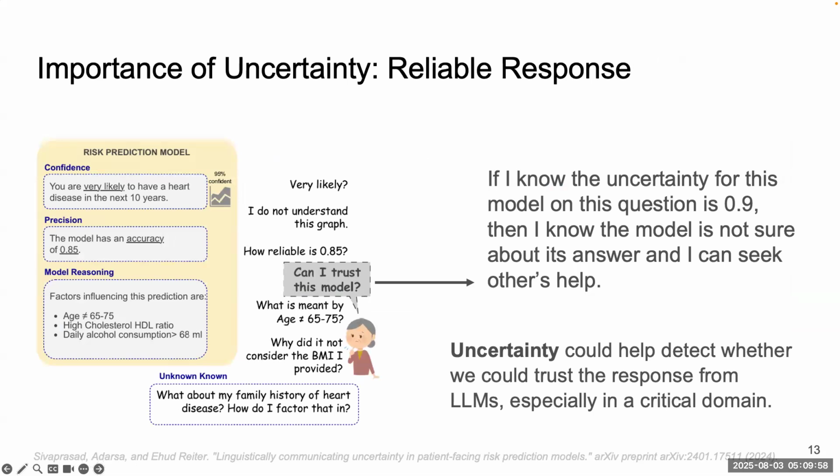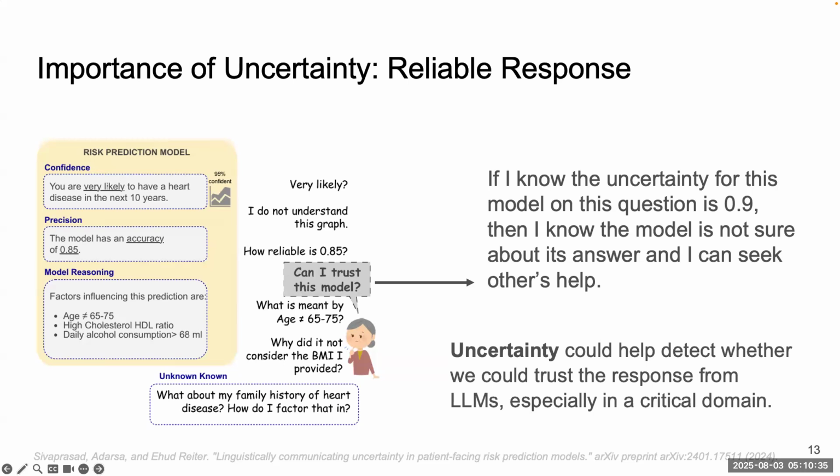But sometimes uncertainty quantification is not an easy task for language models. You can take a look at this example here, where there's a risk prediction model. It tells a user, you are very likely to have heart disease in the next 10 years. It gave an accuracy score of 0.85, and it provides some model reasoning based on factors like age, cholesterol, and daily alcohol consumption.